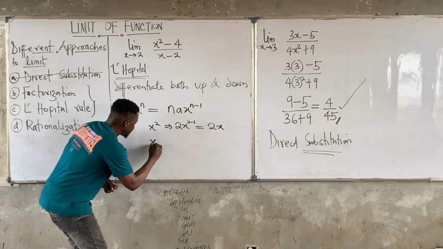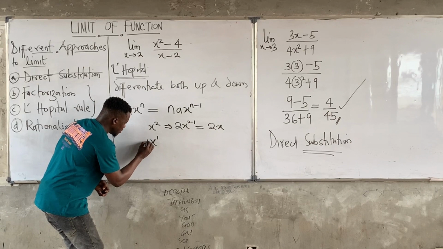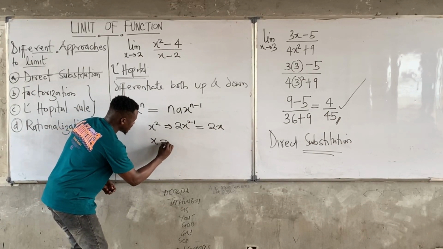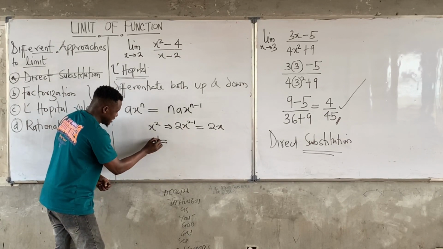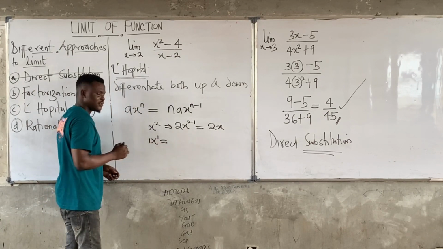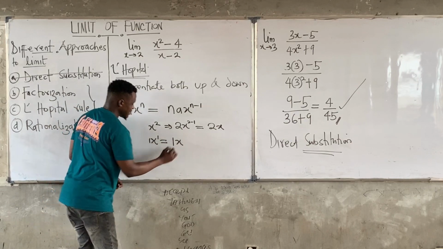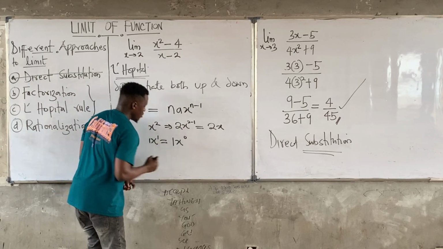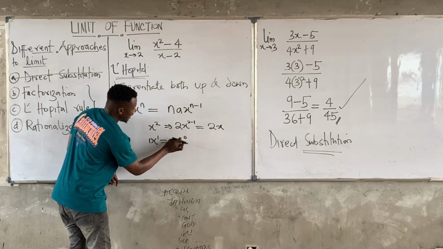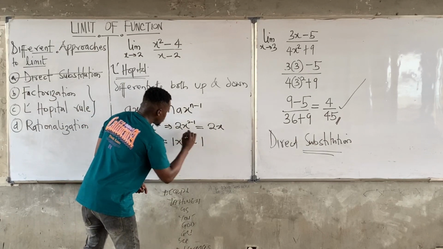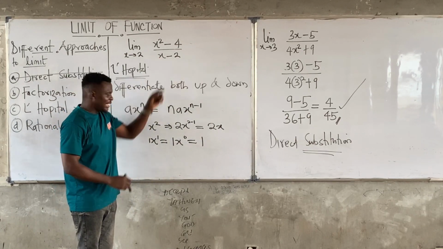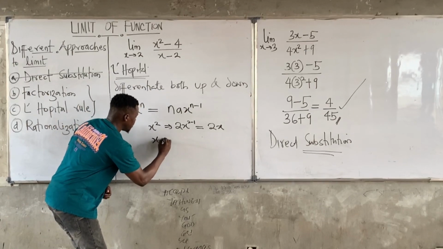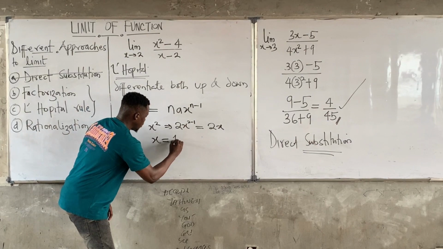Now what if I differentiate x? There is a 1 here and a 1 there, and 1 times 1 is 1. So if I differentiate x using this ideology, our a here is 1, our n here is 1. 1 times 1 is 1, x. Subtract 1 from the power: 1 minus 1 is 0. Anything raised to the power of 0 is 1. So if you differentiate x, the answer is always going to give you 1. It's a constant value.